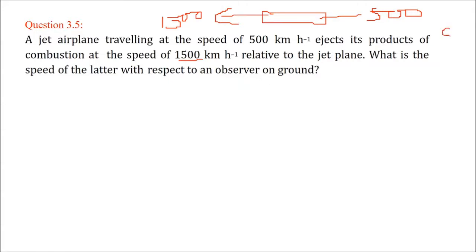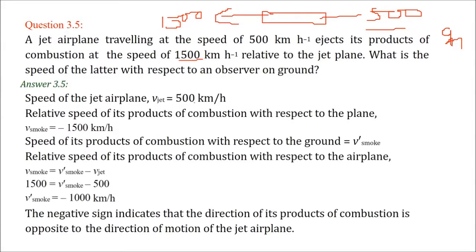So when the observer is here, he sees that because it is going at 1500 and this is at 500, we'll see there will be a difference of these two. So the speed of the jet airplane is given as 500 km an hour, but if this is plus, this has to be negative. So this is the relative speed of the product. The product coming out of combustion with respect to the plane will be what? If this is plus, this has to be taken minus. So the smoke will be minus 1500 km an hour.